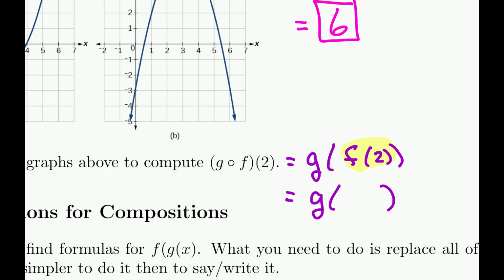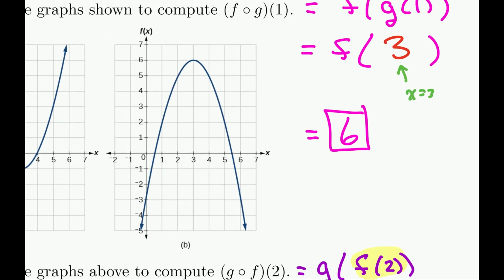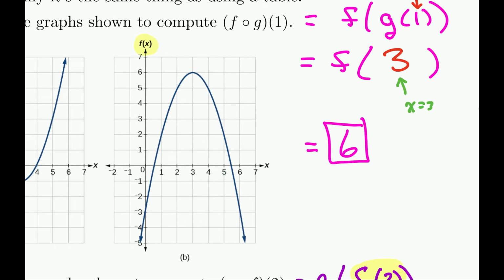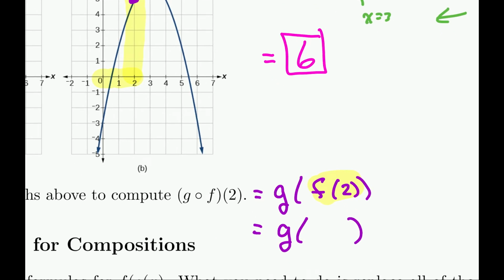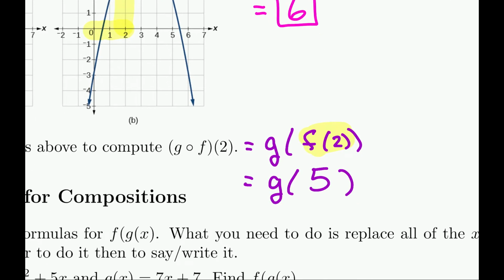How would we do it? Well, we go to the f graph, which is this one. You go over to 2, and then you go up here, and right there, that would be f of 2. So it looks like f of 2 is 5, the y value there. Okay. Then we have g of 5.